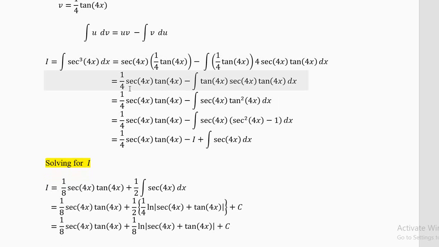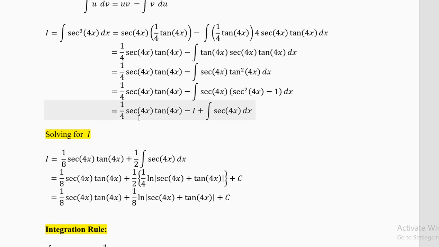Make the substitutions, you'll get 1 over 4 secant 4x tan 4x. Outside the integration, just copy it in several steps. Inside, what will happen? Inside you'll get 1 over 4 tan 4x into 4 secant 4x tan 4x. This 4 and 1 over 4 will cancel. You'll be left with secant 4x tan square 4x. Now this can be written as secant square 4x minus 1 in bracket into secant 4x. When you multiply this bracket, you'll get back your integral with the minus sign.